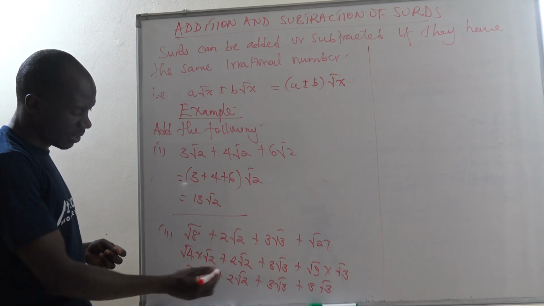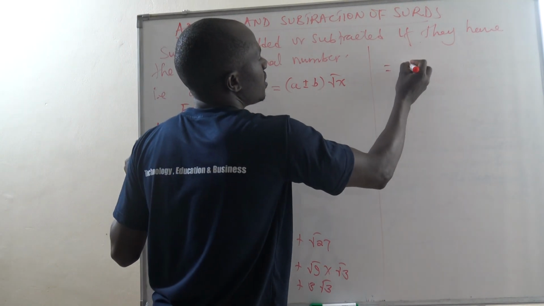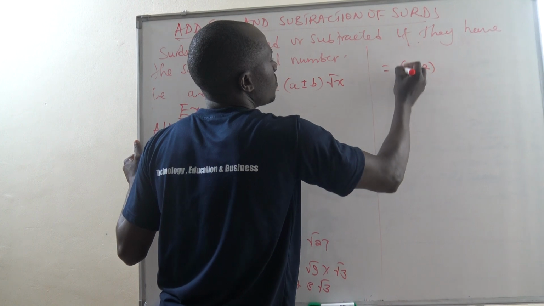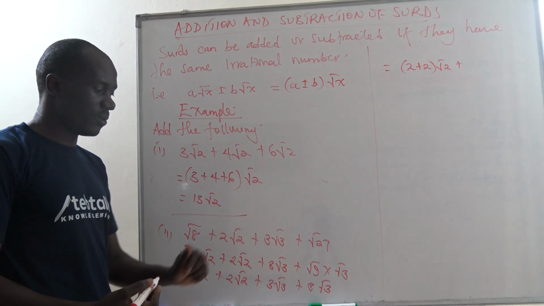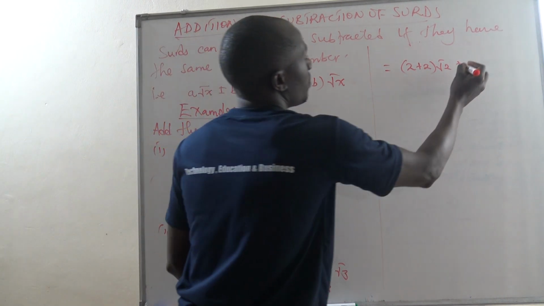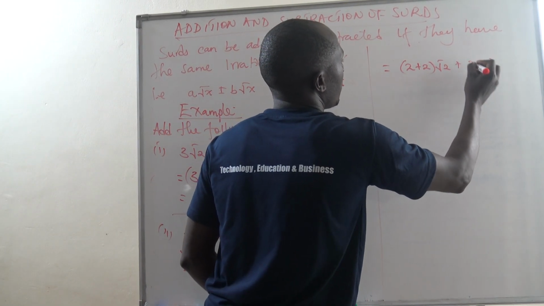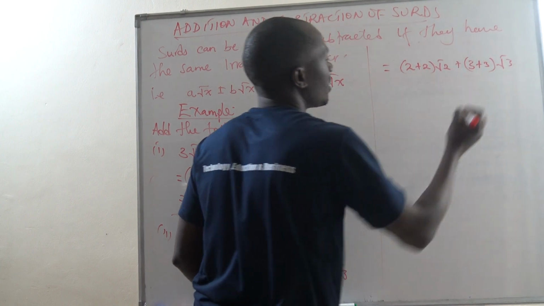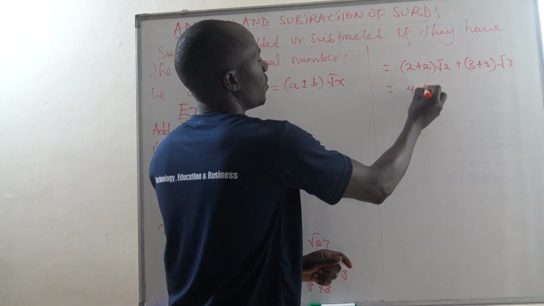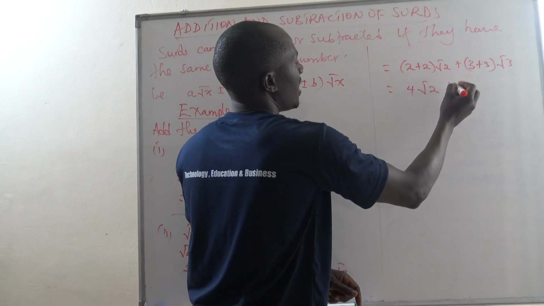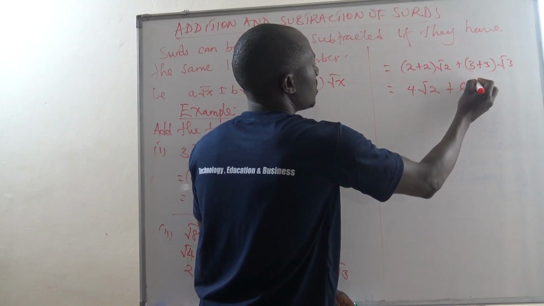Those ones with root 2, add their corresponding numbers. So you can see here 2 plus 2 outside root 2. This becomes 2 plus 2 root 2, then plus, still here with root 3, we add those numbers. We say 3 plus 3 root 3. Very good. 2 plus 2, you come out with a 4 root 2 plus 6 root 3.